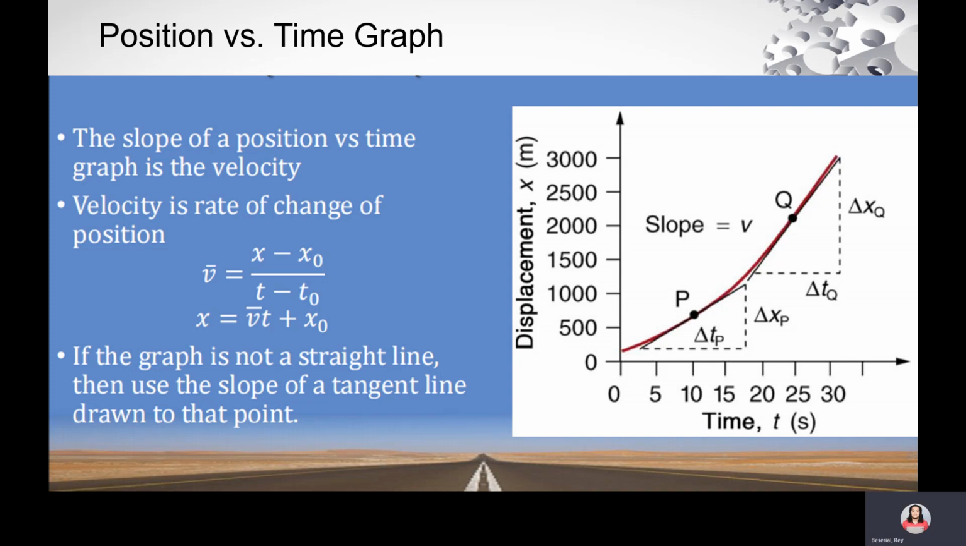And then same goes sa ating point Q. So kung ang ating graph is naka-curve line siya and then may given point ka, gagawa ka ng straight line or i-act mo siya ng straight line para makuha yung mga differences ng ating displacement and time.